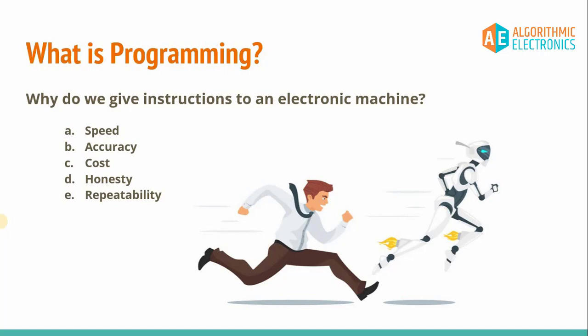The number one reason is speed. We can't challenge the machines' speed. The machines are very fast in their work. The work that the machine can perform, or activities that the machine can complete in a few seconds, we need several hours to complete.